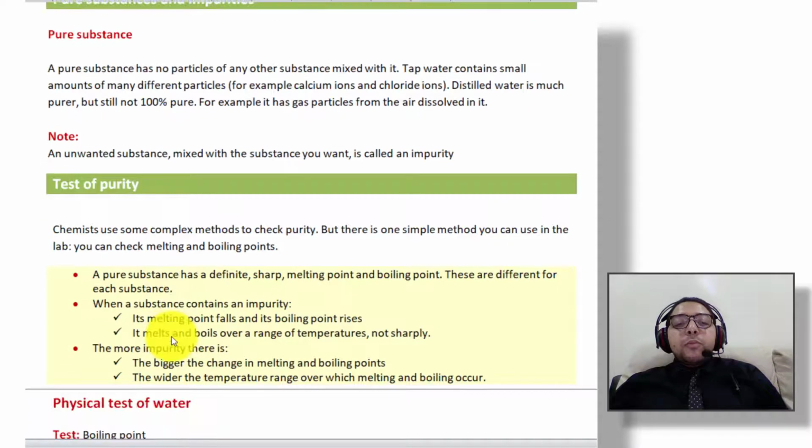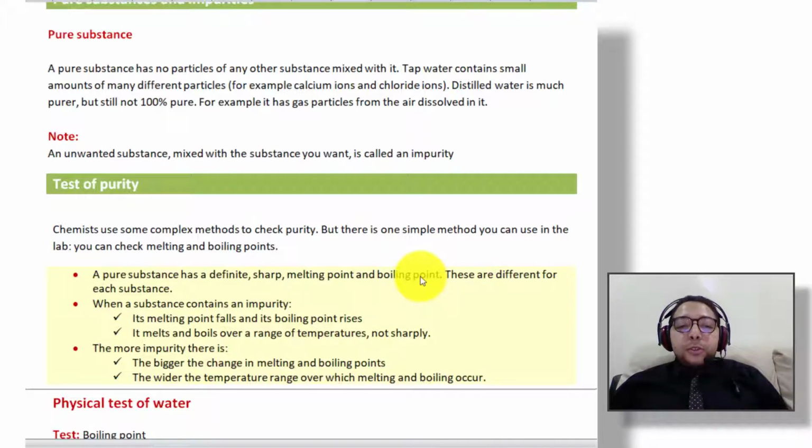And then right now we're going to test the purity of a substance. See guys, as I told you, when we have a pure substance, the substance should have a certain melting point and a certain boiling point. So a pure substance has a definite sharp melting point and boiling point. It needs to be one value, it needs to be sharp, it needs to be clear.